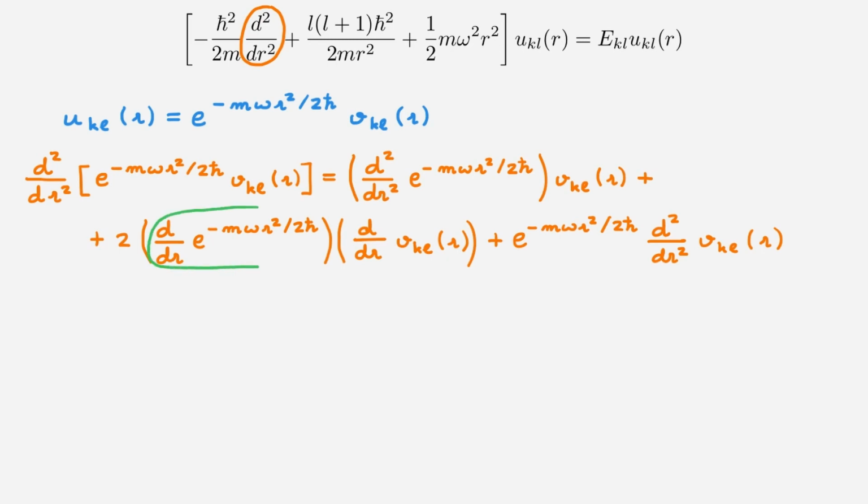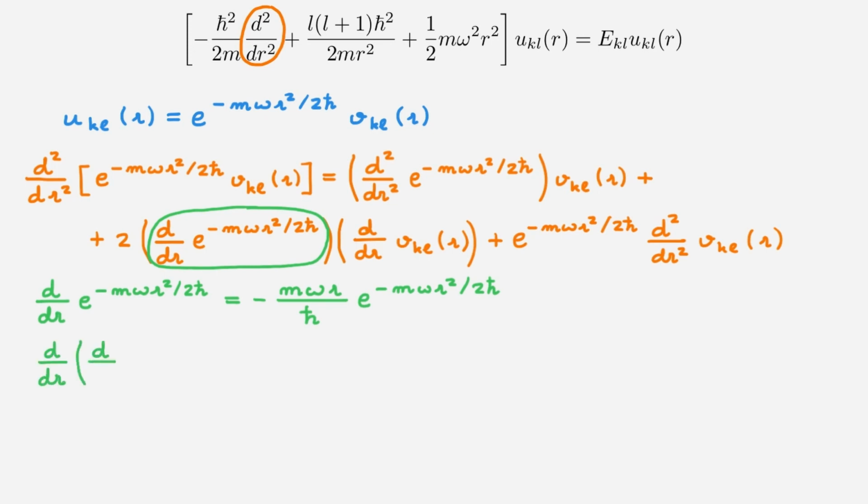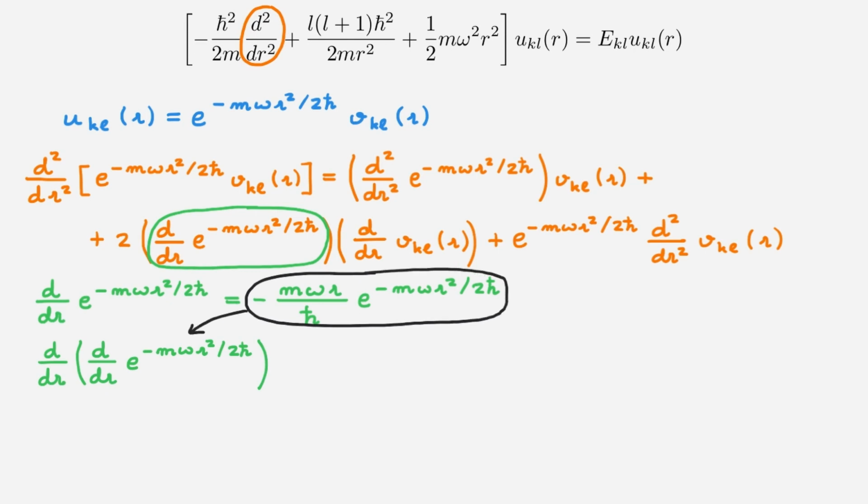We can now consider this term, which is the first derivative of the exponential, and we can easily evaluate it. From it, we can also evaluate the second derivative of the exponential. Plugging in this expression for the first derivative, we then again use the chain rule, getting this term plus this term.